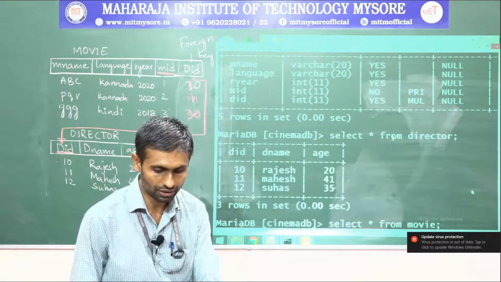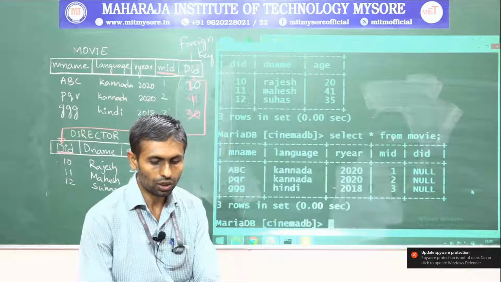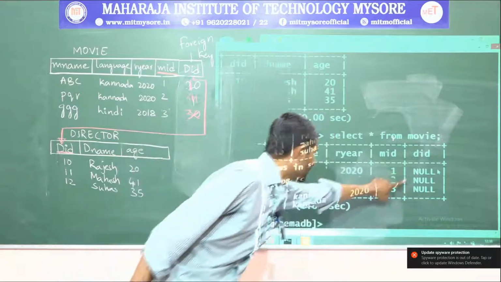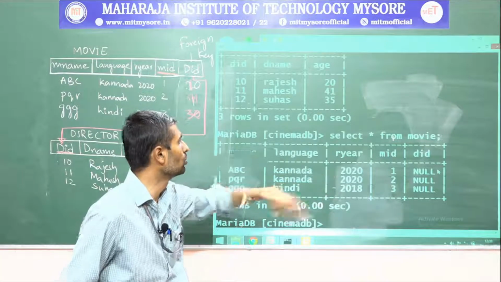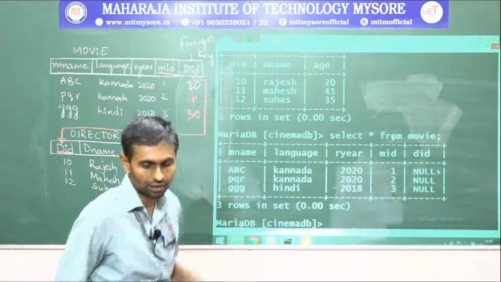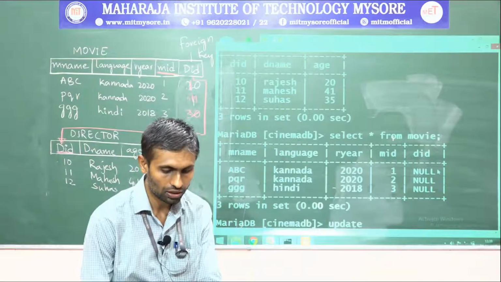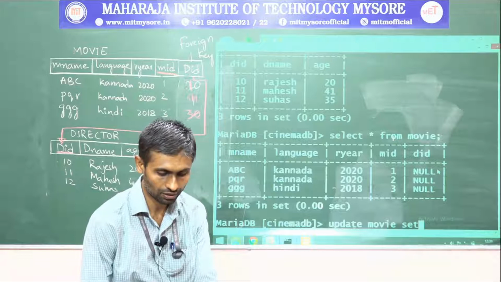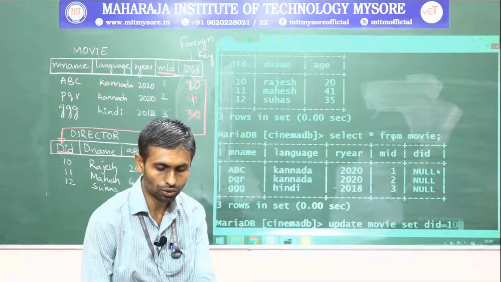These are all the directors and these are all the movies. To update a value, I want to replace this null with something else. Let me say movie ID 1 and 2 was directed by 10. Let me update this one. How? Update movie set DID equal to 10.